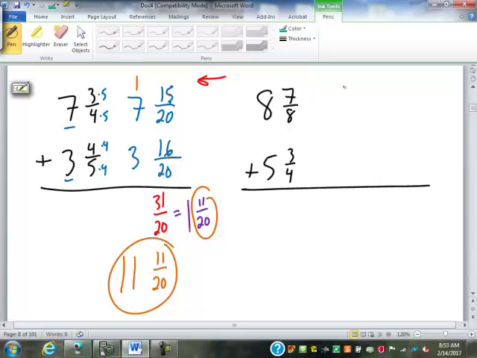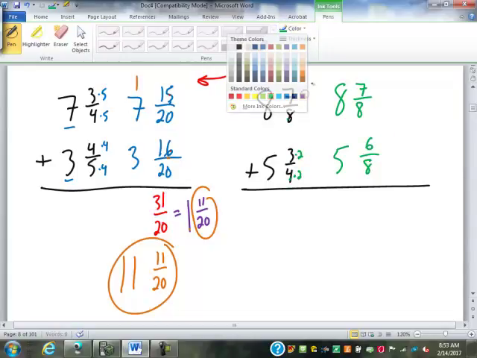So let's try this one. What's my common denominator going to be? 8. Sometimes one of the denominators is your least common denominator. Here, the 7/8 is going to stay 7/8. To change the fourths into eighths, I had to multiply by 2. So 3 times 2 is 6. So now tell me what to do.